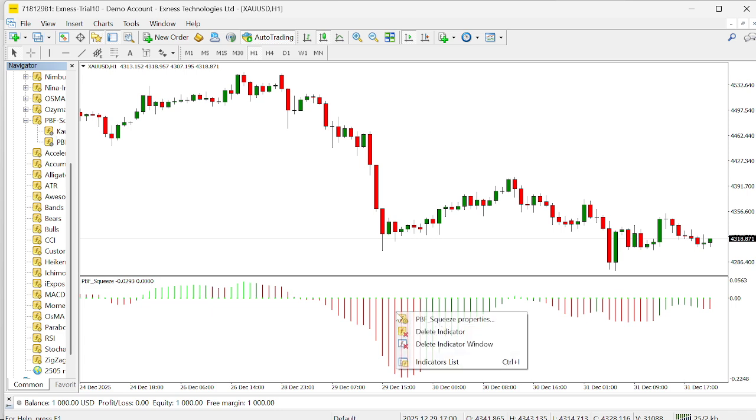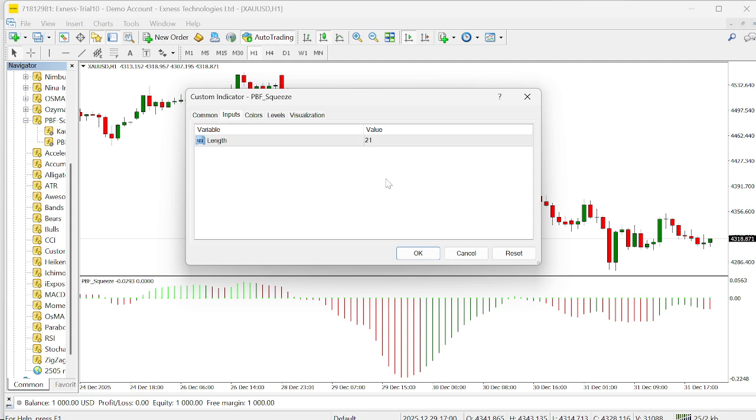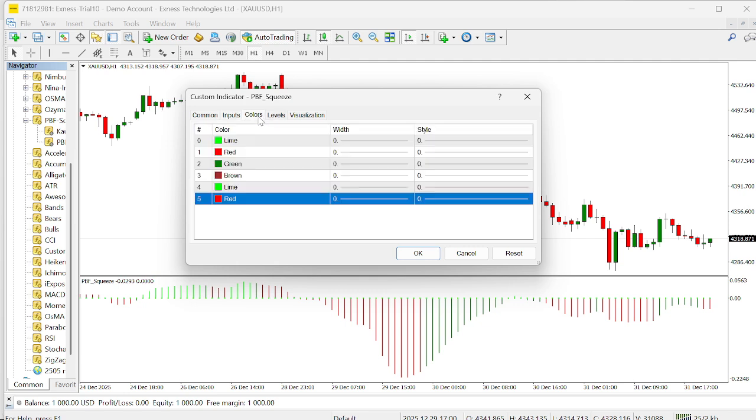As for the settings, let's take a look at what we have. The indicator includes parameters that control the calculation of the histogram and its smoothing, affecting how quickly it reacts to changes in price and volatility. Visual settings allow customization of histogram colors and styles to align with your preferred chart appearance.